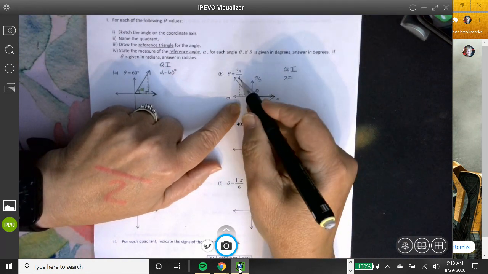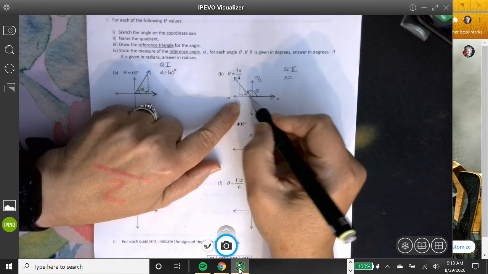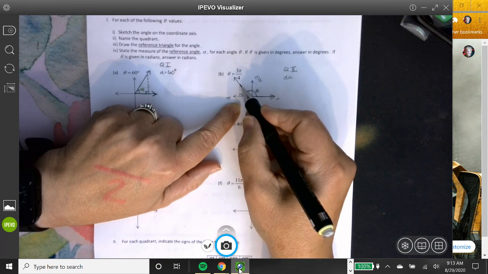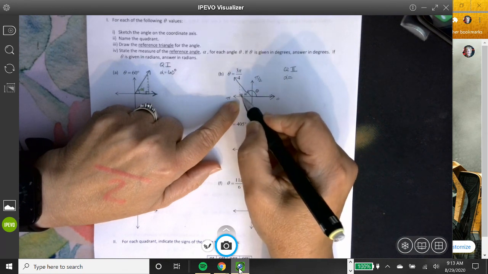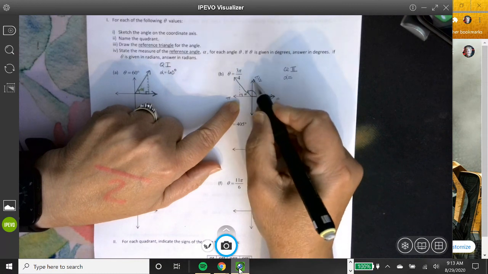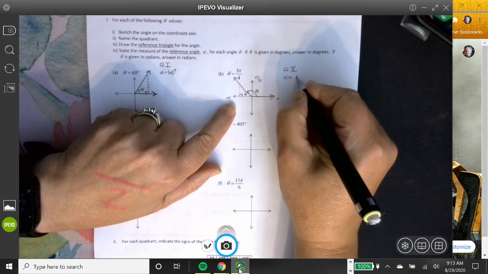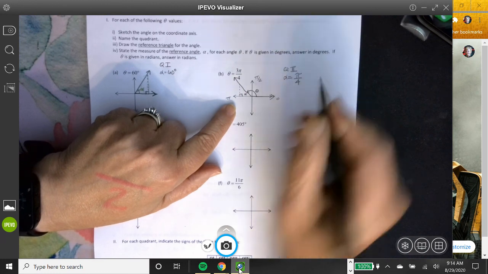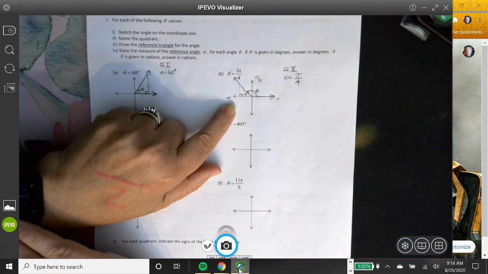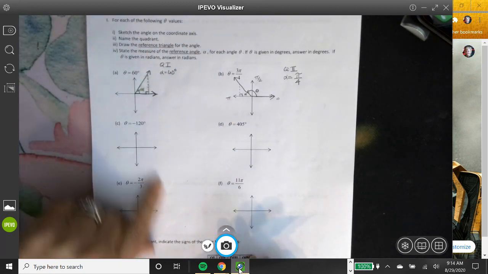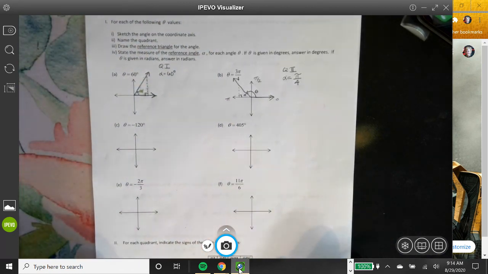Okay. So what is alpha in this case? Well, I have to be in radians. So what's the distance from here to here? Well, remember, this is 1/4, 2/4, 3/4, 4/4. So this distance here is going to be pi over 4. So my reference angle is pi over 4 radians. Okay. All right. So now I think you guys can practice these and draw those, okay?